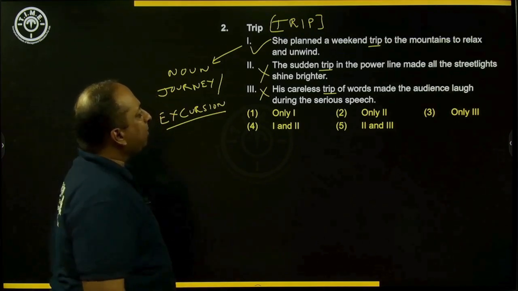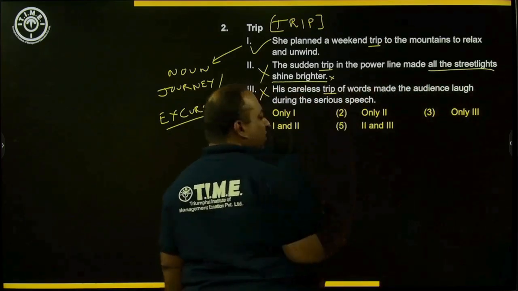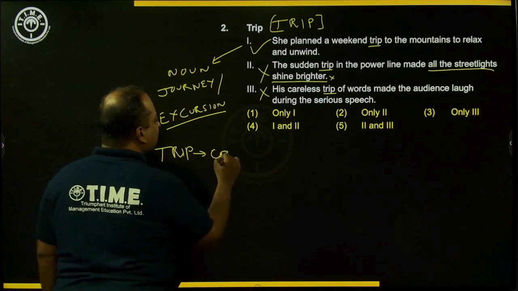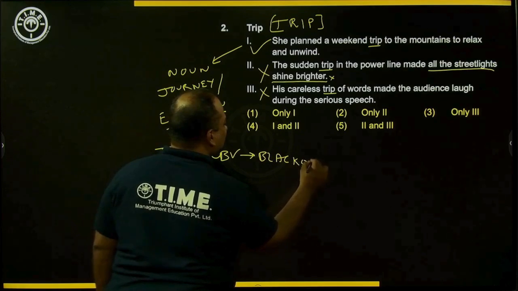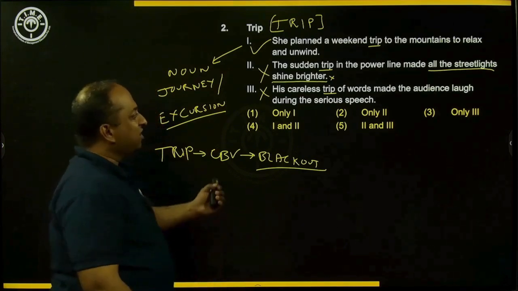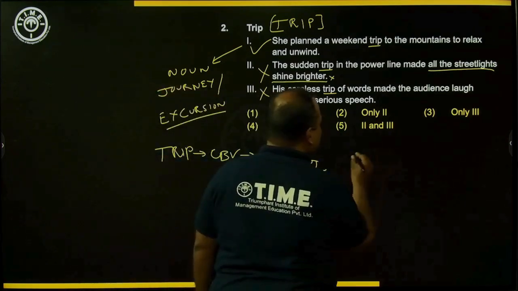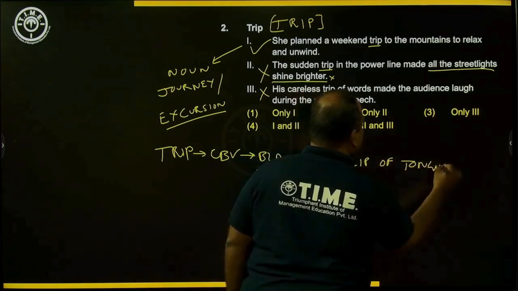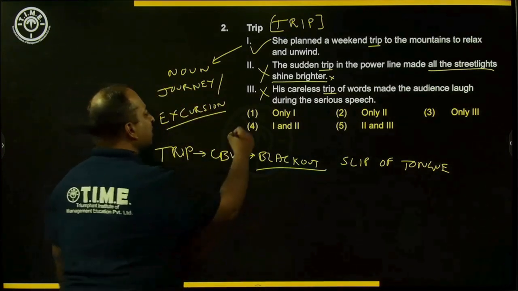The second, trip in the power line made all the streets shine brighter. That part is wrong, because when you trip, the circuit breaker which is there gets activated and will actually result in a blackout. It cannot make sure that the street lights are all shining brighter. And the careless trip of words, so instead of trip of words, the better way you can say is slip of tongue. So the only statement which is right is 1, and the option which says that is option 1.